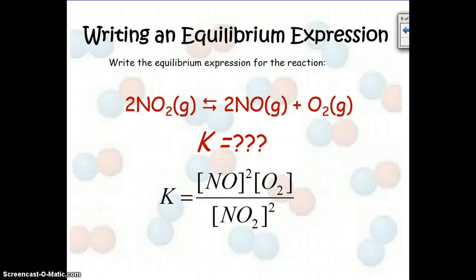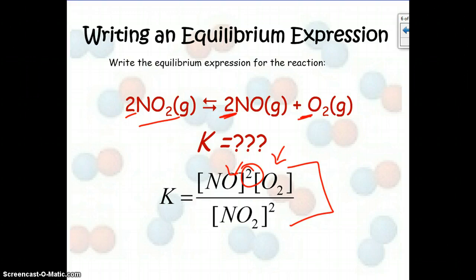All right, how do you write an equilibrium expression? We're going to do a little practice. If you were looking at this one, you would do products over reactants. So that would be NO and O2, and then you need to raise them to the coefficients. That's where this 2 came from. And then over reactants, our reactant is NO2, and it should be raised to the power of 2. That's how we got that expression.